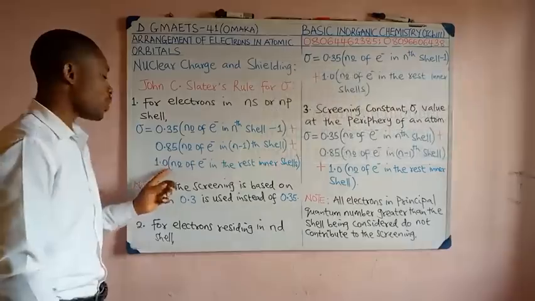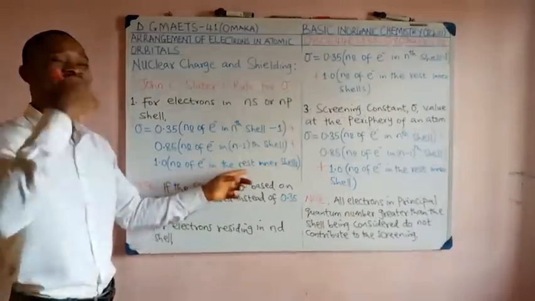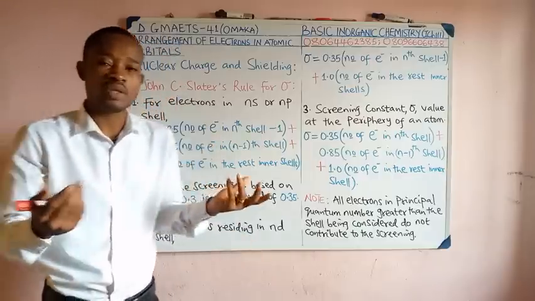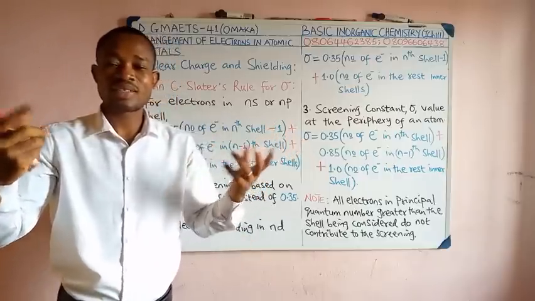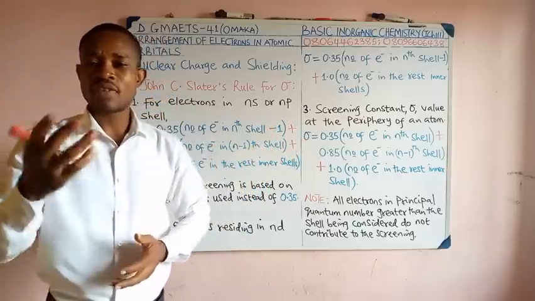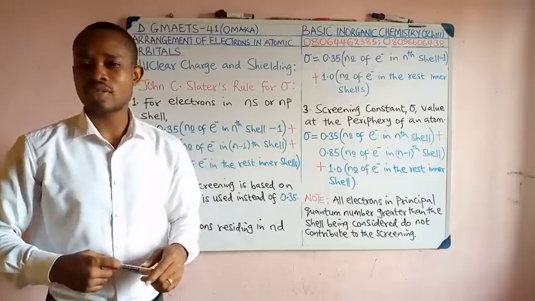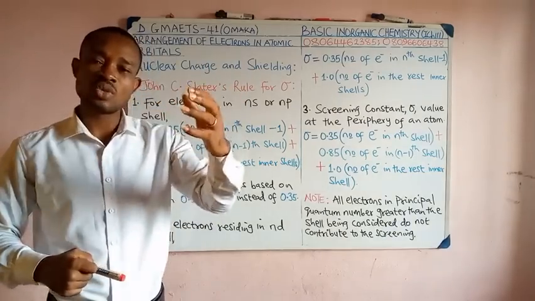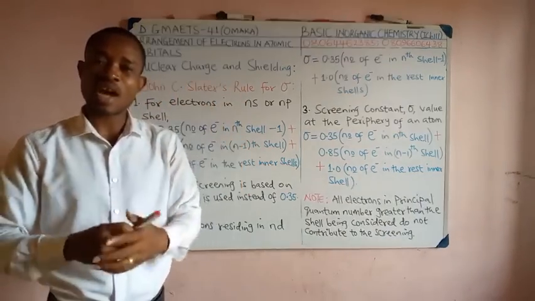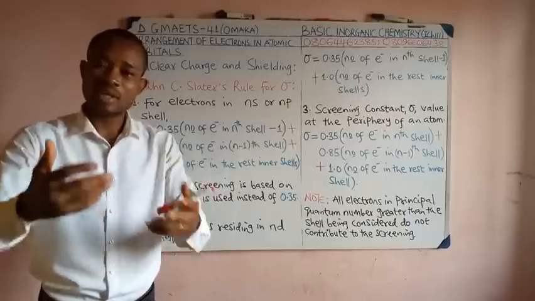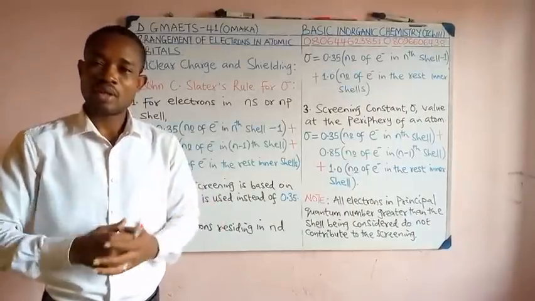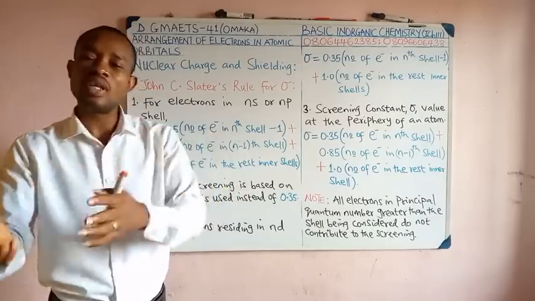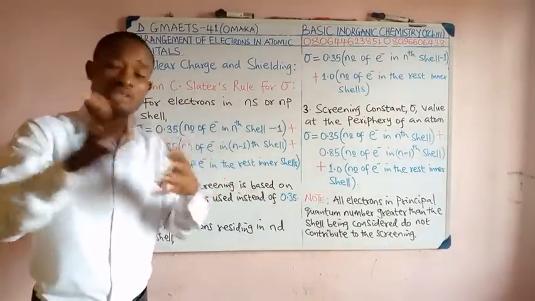Then plus 1.0 times the number of electrons in the rest inner shells. Of course, after that, the next inner shell is simply the 1s. Is that not so? So that's what we mean by the rest inner shell. Okay, think about a situation where your calculation is based on, let's say, the 4s2. In that 4s2, you take note that you have things like 3p. Is that not so? You have 3p, you have things like 3p and then 2p, 2s, and the rest of them, even 3s.